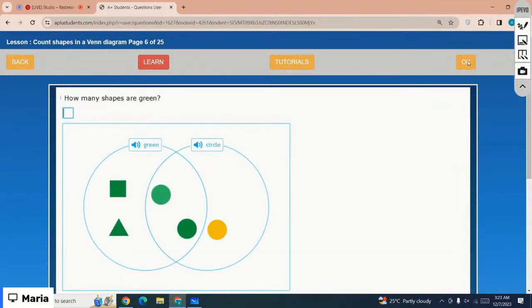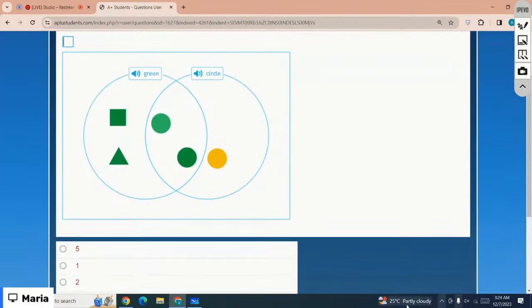How many shapes are green? Which is the correct option? You have four shapes that are green, right? No matter what the shapes are, they are four. Four of them are green. The correct option is 4.